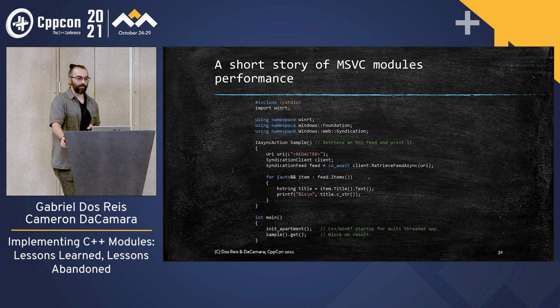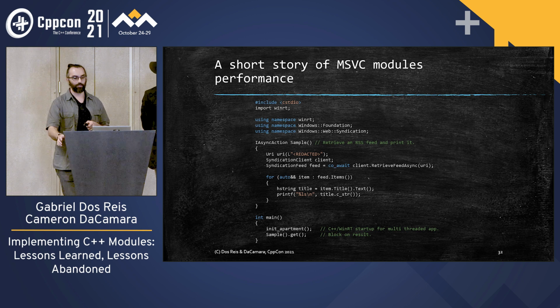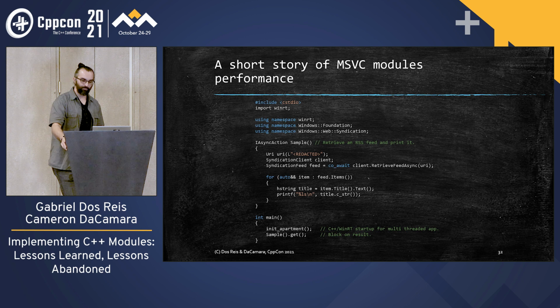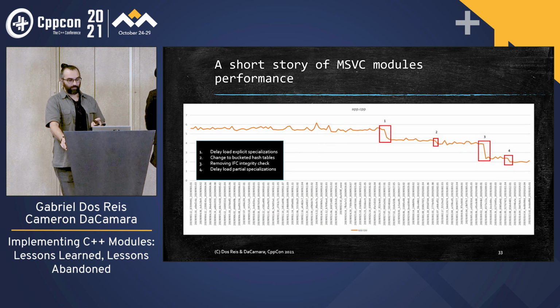So he gave me this code sample. And in this sample, it's very simple. All it does is it reads an RSS feed and co_awaits on the result of that RSS feed and prints it all out. Pretty simple application. And this is kind of the graph we ended up with for performance.